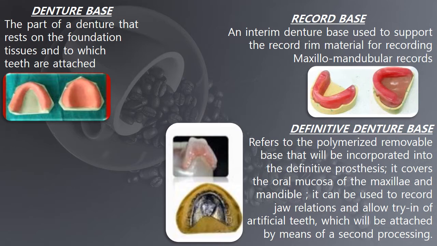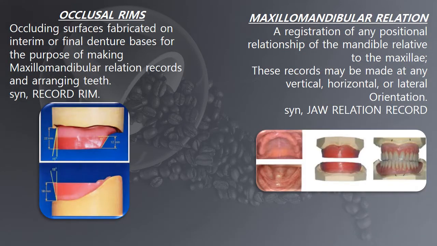Whereas the temporary denture base, which is used for the purpose of making jaw relations or for the time being, has to be replaced later with a definitive denture base. The temporary denture base is defined as an interim or temporary denture base used to support and record the occlusal rim material for the purpose of recording maxillomandibular relations.